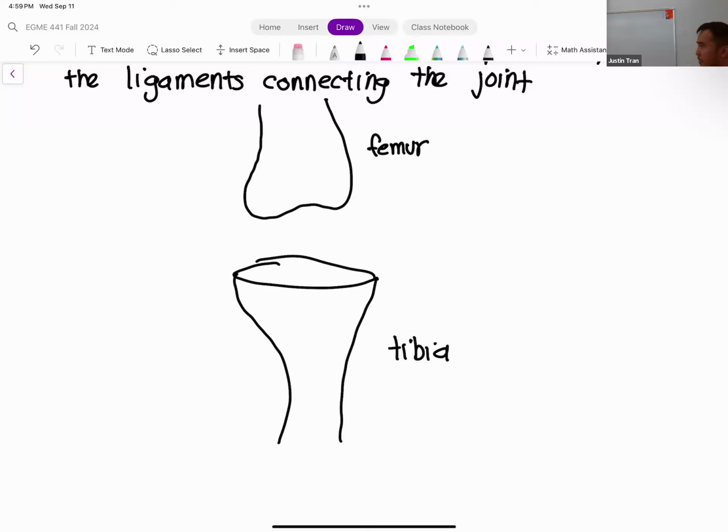So what is providing stability for the knee, right? The knee, I would say, for the most part, is considered a fairly stable joint. The reason the knee is very stable is because it has a very complex network of ligaments that protect it.